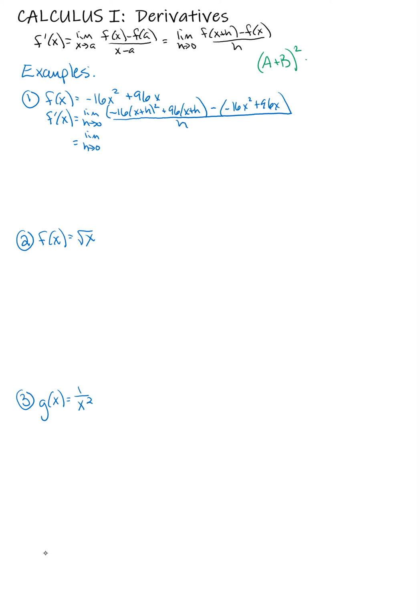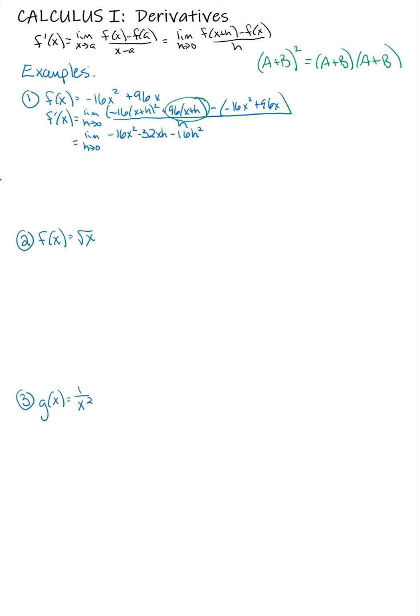As long as you remember that a plus b, quantity squared, means to take a plus b times a plus b, and then take a moment, multiply that out, combine your like terms. I'm going to go ahead and do that, as well as distribute this negative 16 in there. So when you do that, you should end up with negative 16x squared minus 32xh minus 16h squared. All right, so that takes care of this bit. Take your time with that and make sure you multiply it all out, distribute, combine like terms.